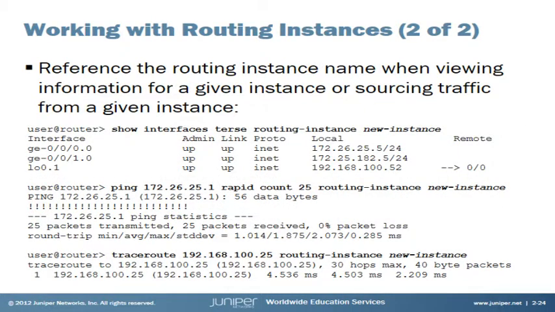Now, let's have a look at working with routing instances. That means referencing the routing instance name when viewing information for a given instance or sourcing traffic. So for example, if I was going to do a show interfaces terse command, but I wanted to see the interfaces that were in a particular routing instance, I'd go show interfaces terse, routing instance, and then name the instance. In this case, we called it new instance. That was the name of it. And then I'd see those interfaces.